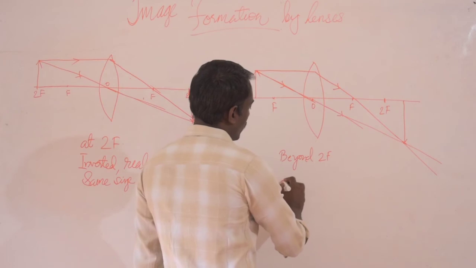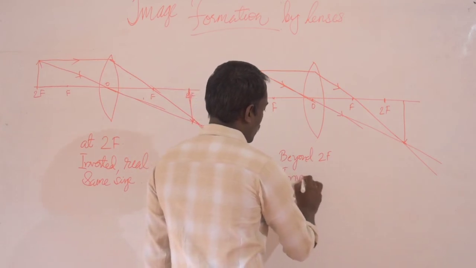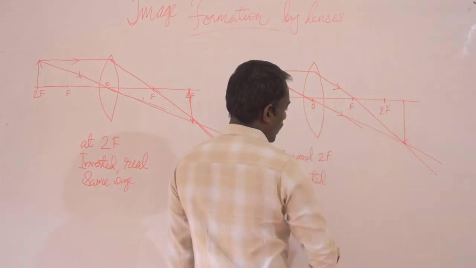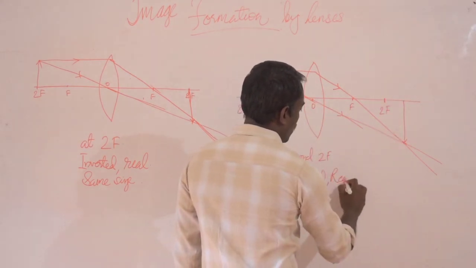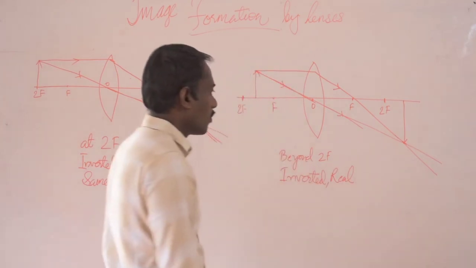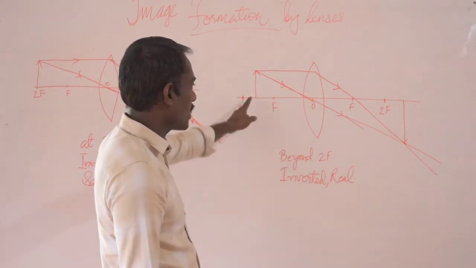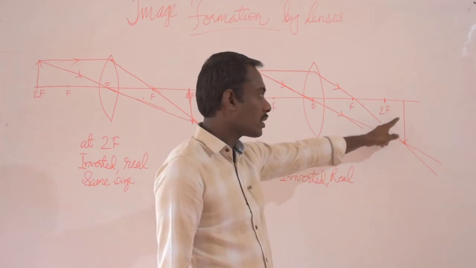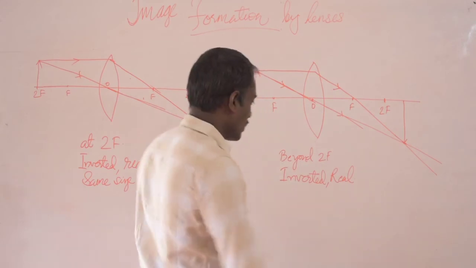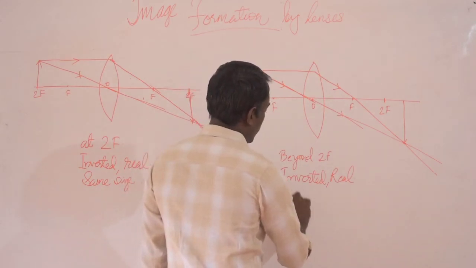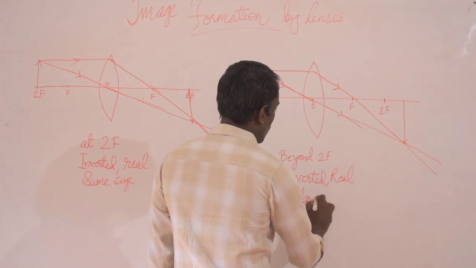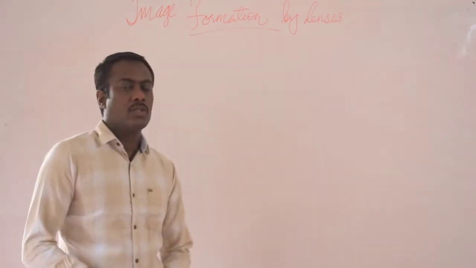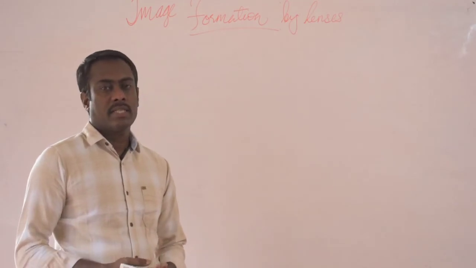What about its nature? It is an inverted image and also formed on the other side of the lens, so it is a real image. And what about the size of the image? The size of the image is larger than the object. That means the image is enlarged.